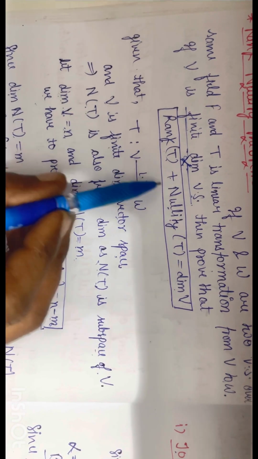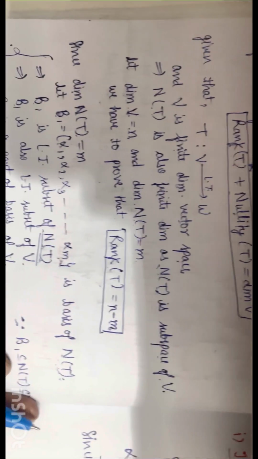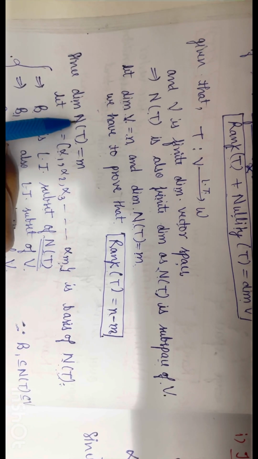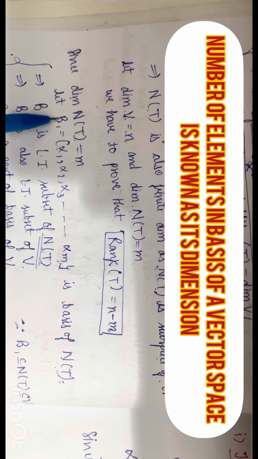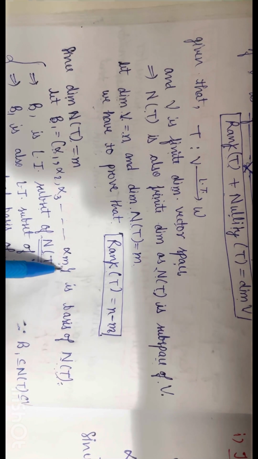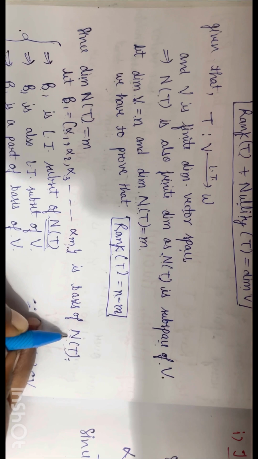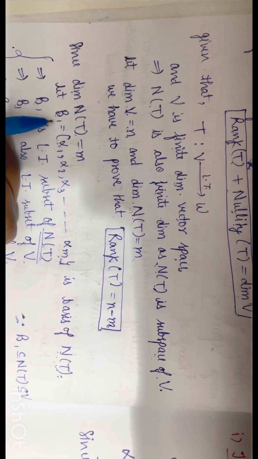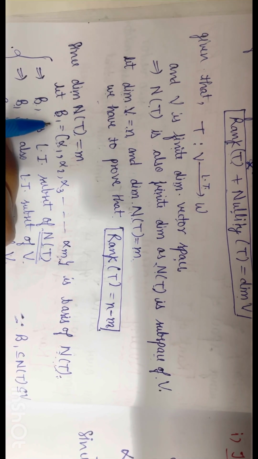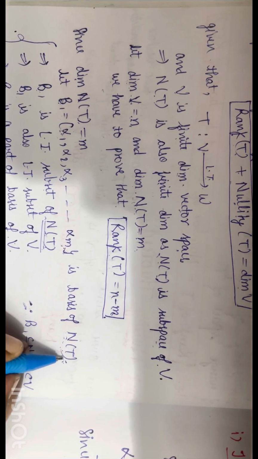Now, putting these values here, we have to prove that rank of T is n minus m. Now since the dimension of null space of T is m, let B1 having m elements be the basis of this null space of T. I have already told that the basis of any vector space or subspace is the linearly independent subset of it. So B1 is the basis of null space of T, which is also a vector space, or we can say a subspace of V.